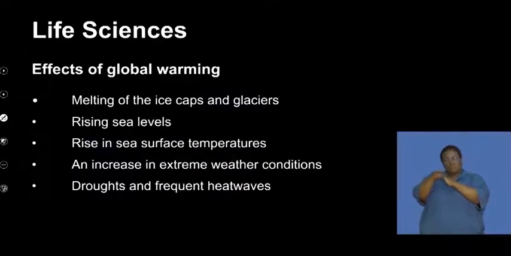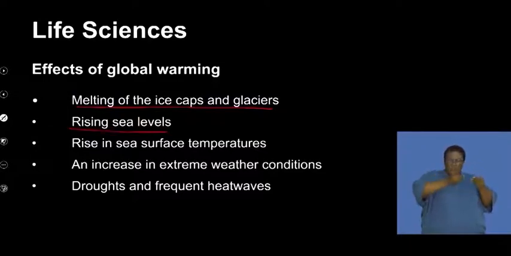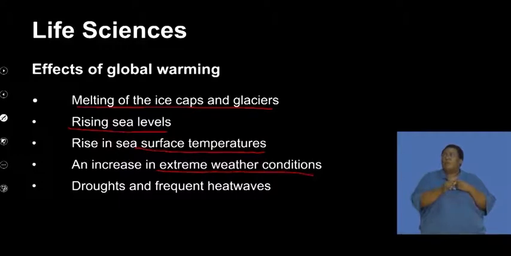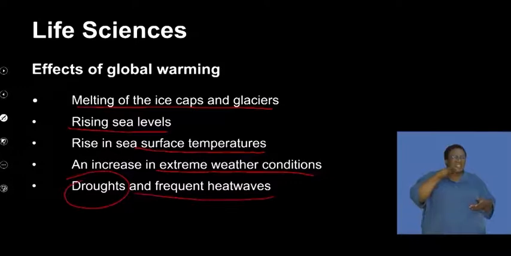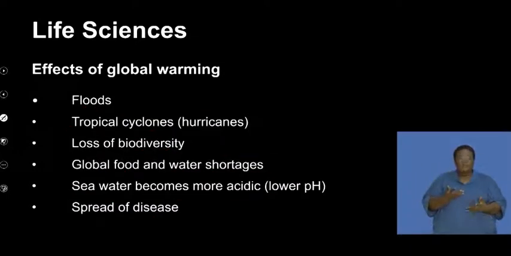So the effects of global warming mean that we now have ice caps and glaciers melting, and this has led to rising sea levels. The sea temperature has also increased, and think of the impact that it has on aquatic organisms. There's an increase in the extreme weather conditions that we're experiencing currently. So we find that we've got lots of hurricanes, we've got really warm weather in summer, we've got extremely cold winters, and we've got heavier rains than we normally experience. We also have droughts that are more frequent than we would have experienced in the past. So these are the effects that we're having.